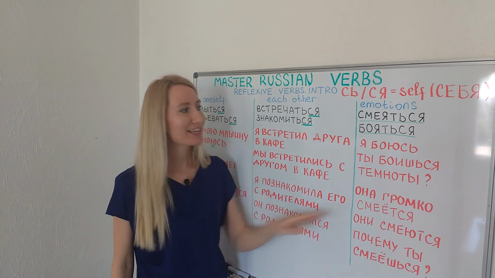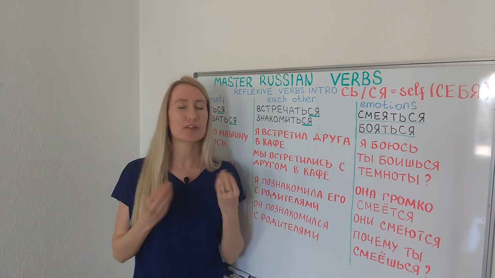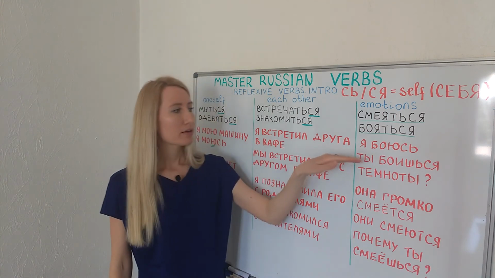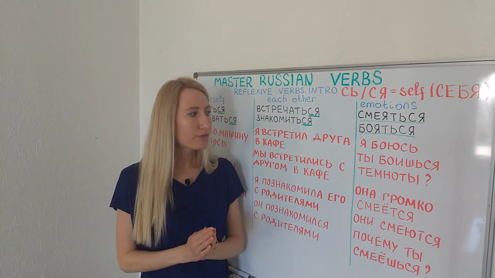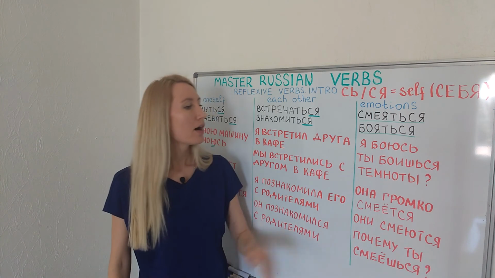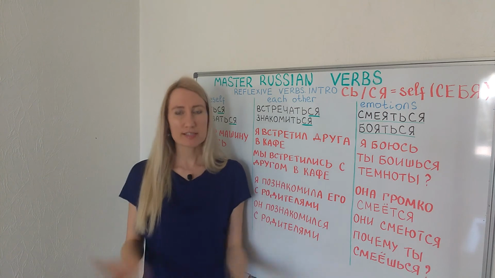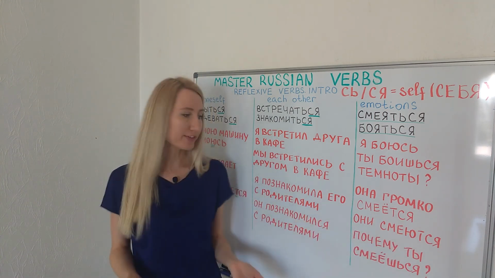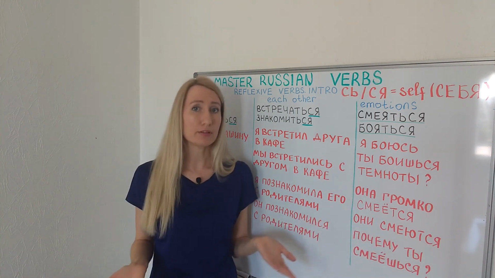Let's look at the examples. Я боюсь, I'm afraid. Again, notice that there is no direct object. Я боюсь. Ты боишься темноты? Are you afraid of the dark? The dark, yeah. Or она громко смеется. She laughs out loud. She is laughing out loud. Они смеются. They are laughing. Почему ты смеешься? Why are you laughing?